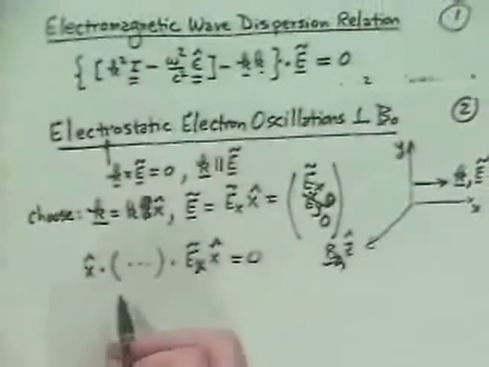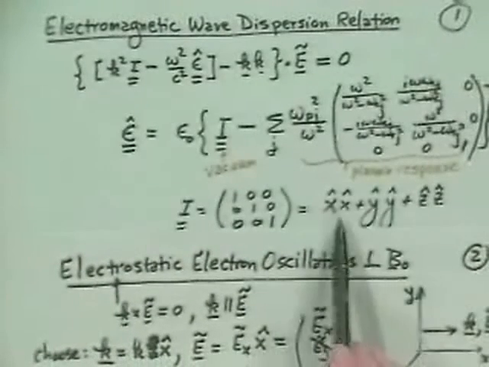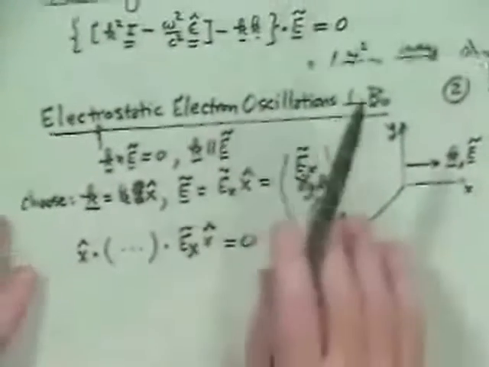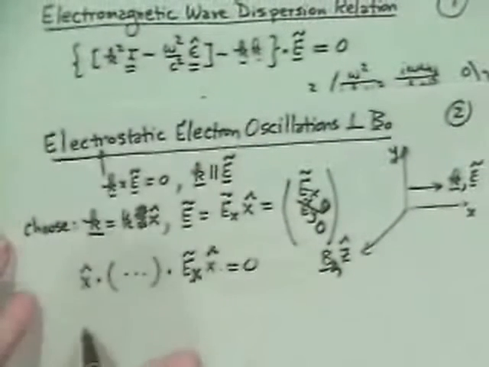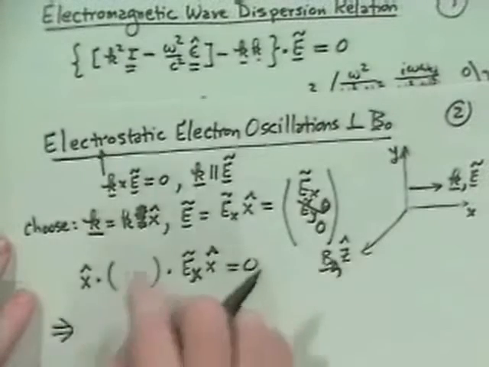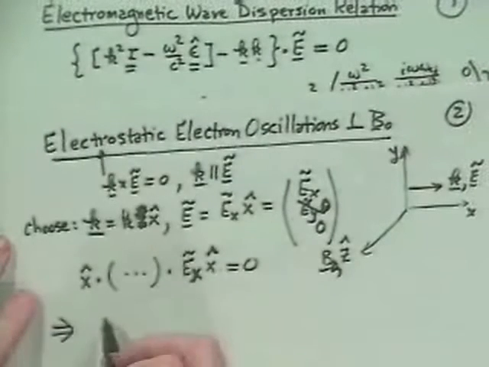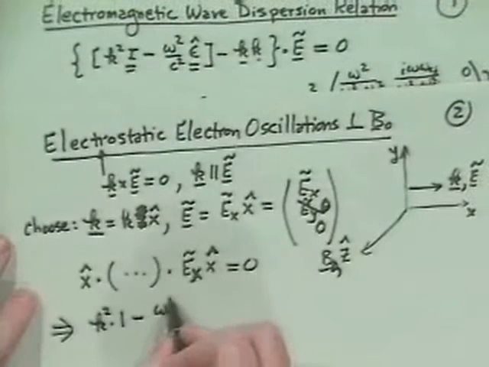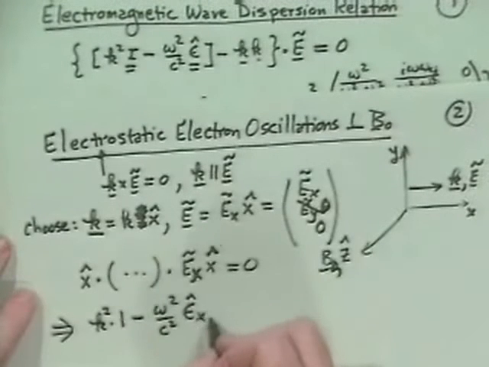So if you put all that together, and now looking back to this dispersion relation, remember the identity tensor was just equal to x-hat plus y-hat plus z-hat. So if I take unit vectors in the x direction and dot it in on both sides, then this k squared I, so the dot, dot, dot is supposed to be this whole dispersion relation here, dispersion tensor actually is what it's called. So first what we get is a k squared times 1, because x-hat, and then we get a minus omega squared over c squared times epsilon hat xx.